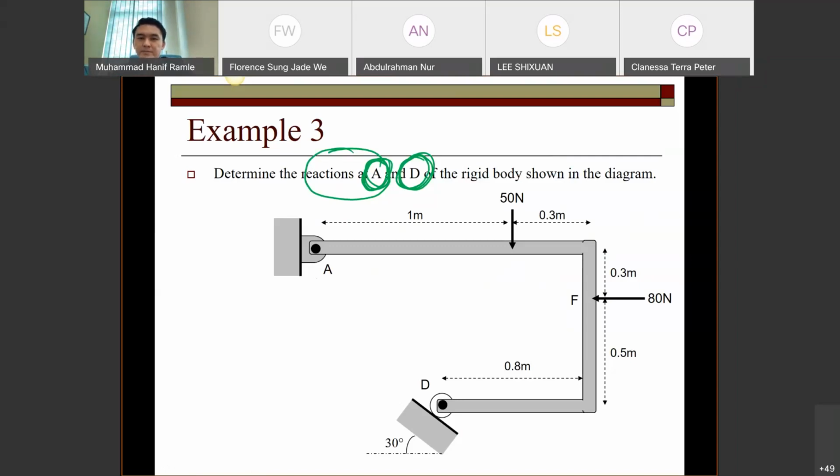Free body diagram and determine the reaction, that effect on it.